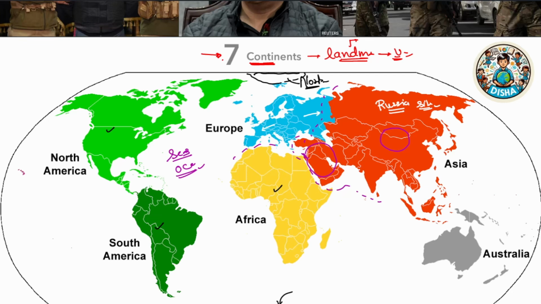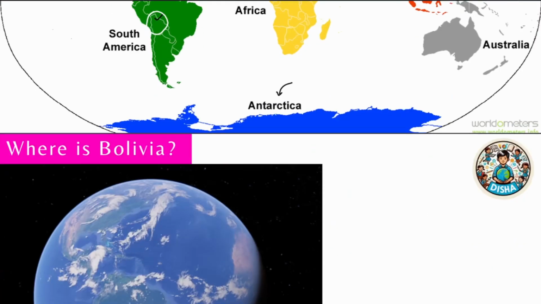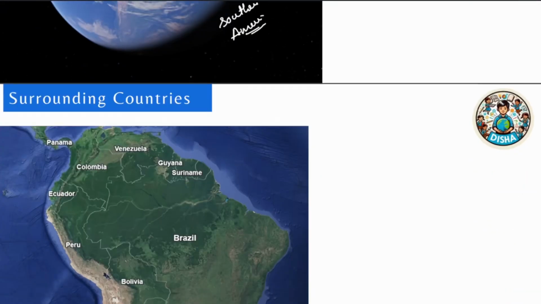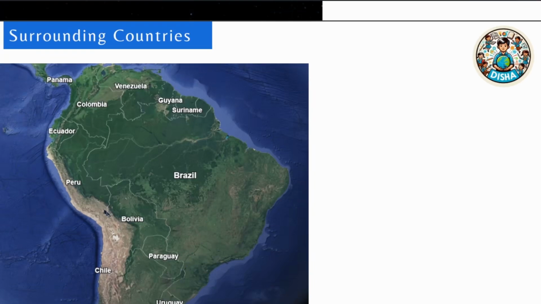Bolivia we can see here in this portion of the Southern Americas. Okay, let's talk about the Southern Americas, especially about Bolivia. So where is Bolivia? We are very sure that it is somewhere in the Southern Americas. Okay, let's move forward and see the surrounding countries of Bolivia. So this is Bolivia here. I'm outlining the borders of Bolivia.